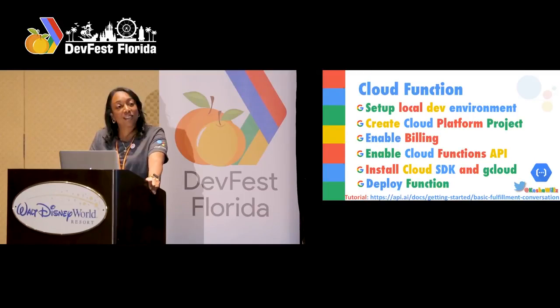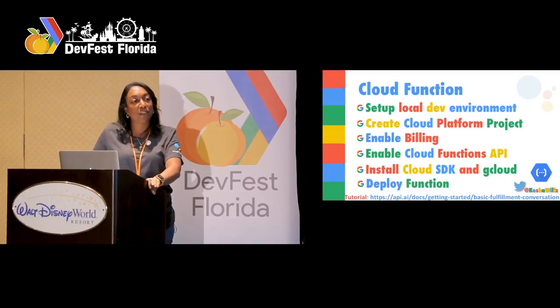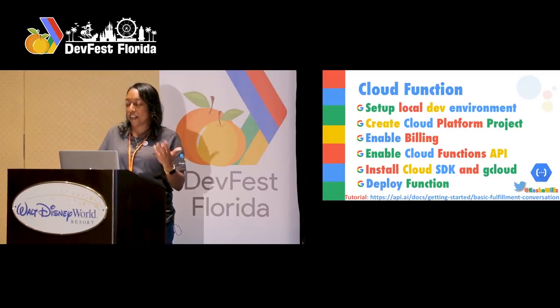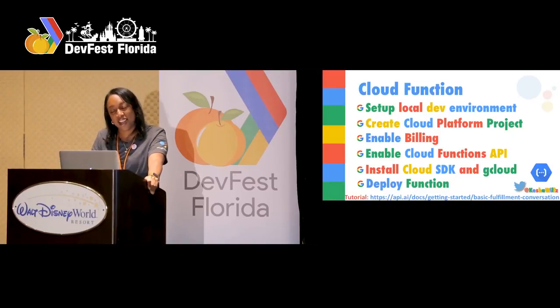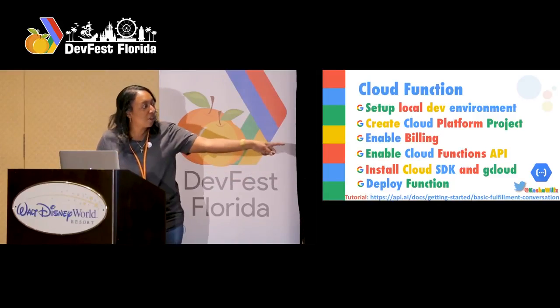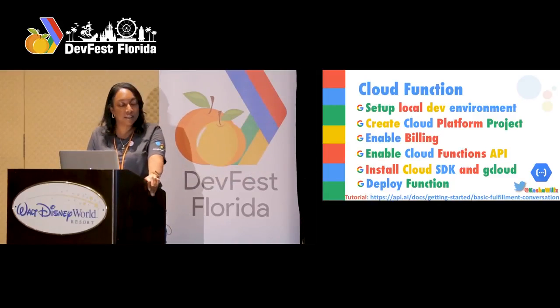So the coding part was easy. Setting up my development environment, not so easy. In order to write and deploy a Google Cloud function, first you have to set up your local environment. You have to create your cloud platform project, enable billing, enable Cloud Functions API, install the cloud SDK and gcloud, and deploy your function. Instead of taking you through those steps, you can follow the tutorial that I have at the very bottom. It's a very good tutorial.